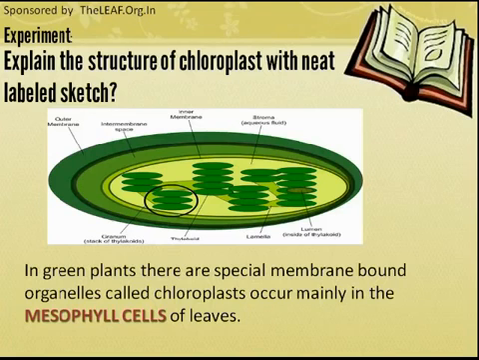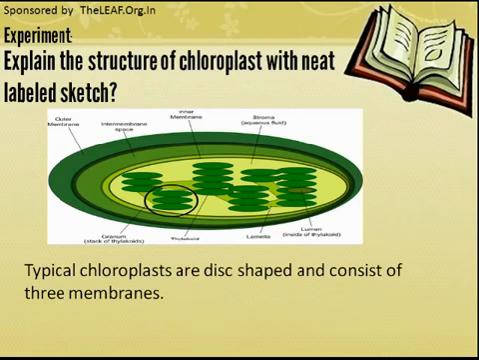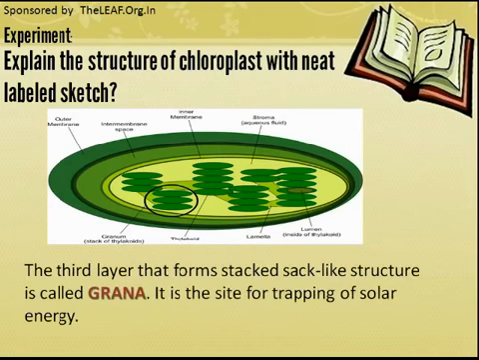In green plants, there are special membrane-bound organelles called chloroplasts, occurring mainly in the mesophyll of the leaves. Typical chloroplasts are disc-shaped and consist of three membranes. If the cell is broken up, the chloroplasts also break down into pieces. So, it becomes a very difficult task to isolate them to study different steps of photosynthesis.